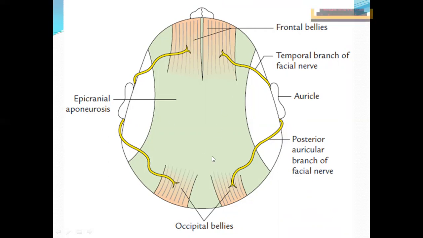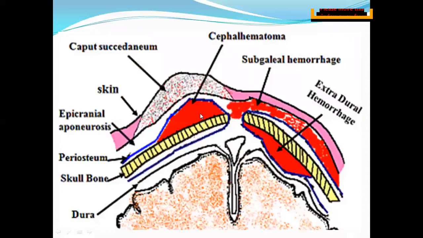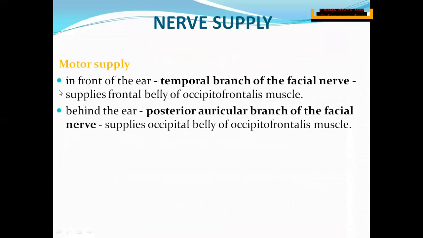So facial is the nerve which is giving motor supply. That means movements of muscles are possible because of the nerve supply coming from facial, both in the scalp and also in the face. Okay, so in front of the ear, the motor supply comes from temporal branch of facial nerve, supplies the frontal belly of occipitofrontalis. Behind the ear, we have posterior auricular branch of facial nerve, supplies occipital belly of occipitofrontalis.